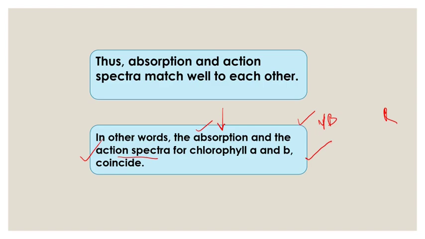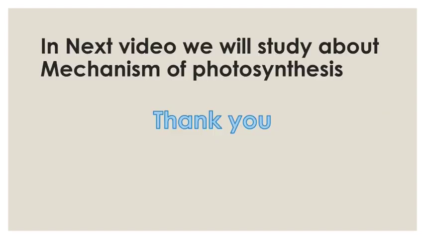So I hope you have understood three important concepts today: the nature of light, what the visible range or visible spectrum of light is, and what the absorption and action spectra are and how they are similar. In the next video, we will actually start with the mechanism of photosynthesis.